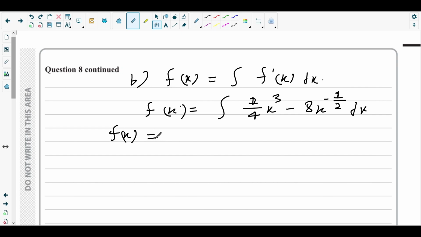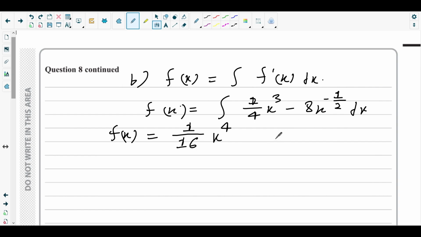We know that integration is the opposite of differentiation. In differentiation, we multiply the coefficient by the power of the variable and then subtract 1 from the power. Here in integration, we do the opposite. At first, we add 1 to the power of the variable, which gives 4. Then we use the new power to divide the coefficient. So 1 over 4 over 4 means 1 over 16.